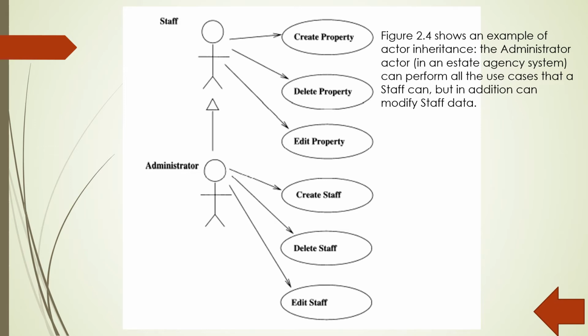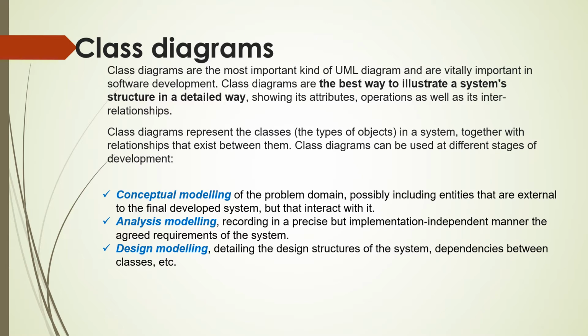The next type of diagram is the class diagram. Class diagrams are the most important kind of UML diagram and are vitally important in software development. Class diagrams are the best way to illustrate a system's structure in a detailed way, showing its attributes, operations, as well as its interrelationships. Class diagrams represent the classes, which are the types of objects in the system, together with the relationships that exist between them.